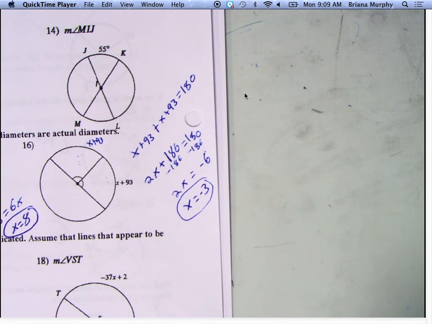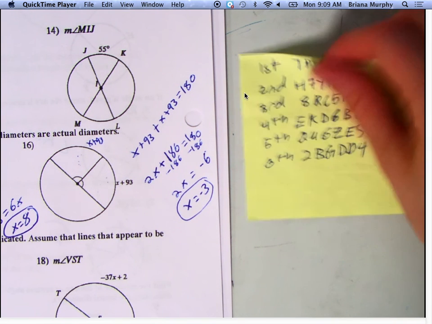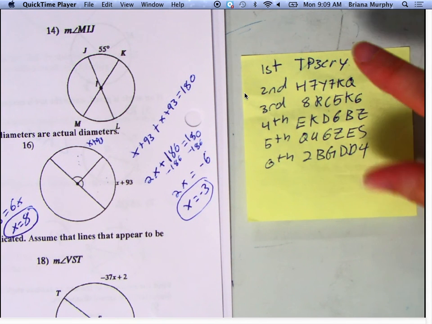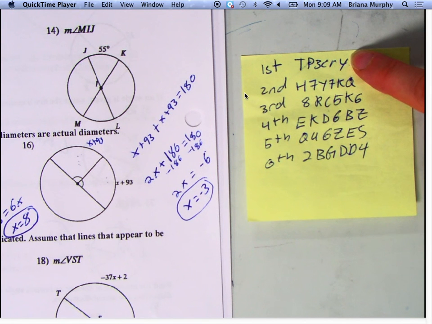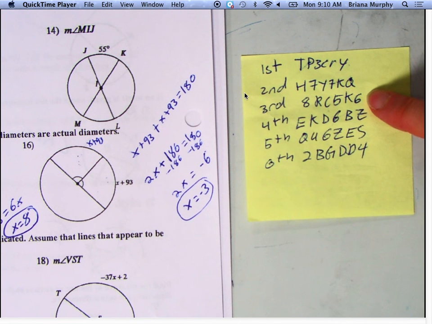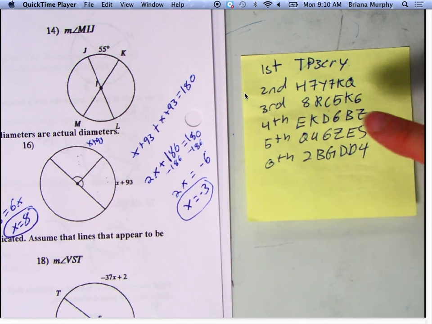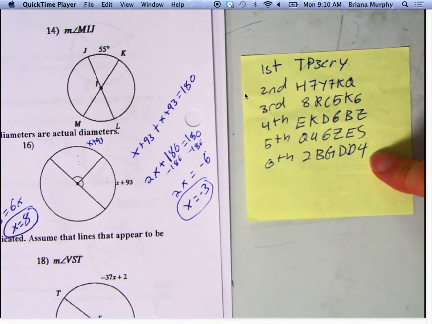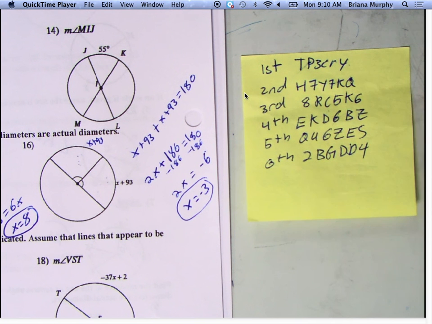The only thing you need to do in order to get credit for it is, depending on which hour you have, sign me up as a coach so that I know you did it so I can give you points. So first hour is TP3CRY. Second hour is H7Y7KQ. Third hour is 8RC5K6. Fourth hour is EKD6BZ. Fifth hour is QU6ZES. And sixth hour is 2BGDD4. Okay? You need to do this.